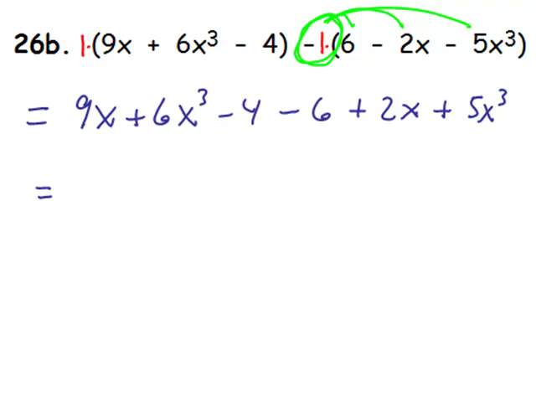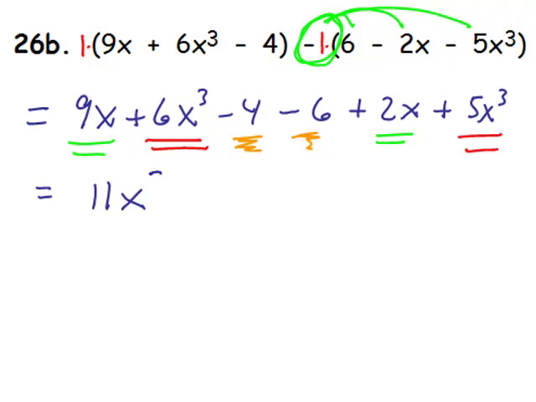Combining like terms and putting it in descending order, I see x cubed terms here. I see x terms here with the 2x and the 9x, and the negative 4 and the negative 6. So x cubed terms first, 11x cubed. 9x and 2x is 11x. Negative 4 and negative 6 is minus 10.